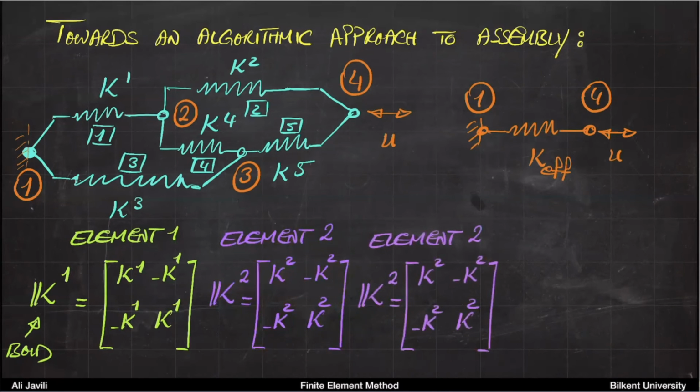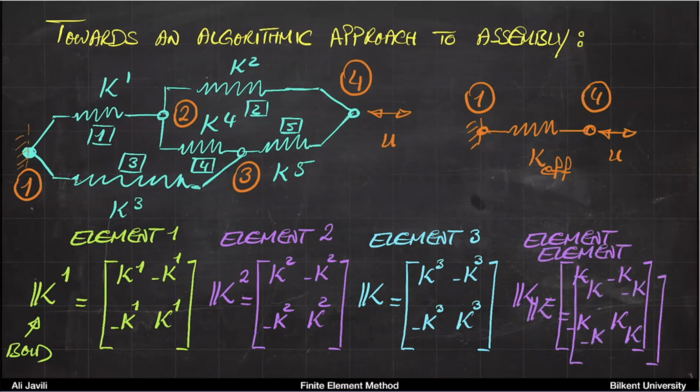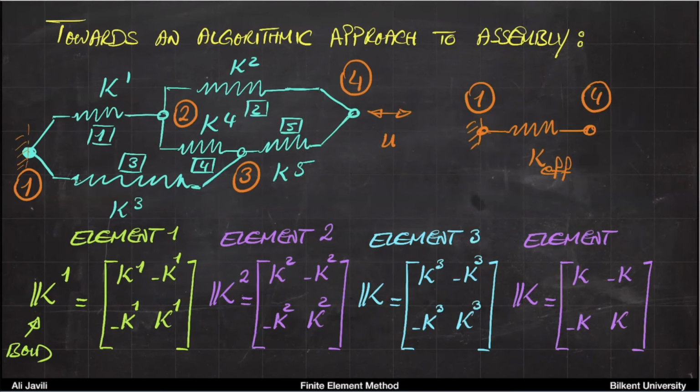Now, you write the same thing for element 3, element 4, and eventually for element 5. So this is element 3. Okay, let me go to the next page. I'm going to remove this little picture here to write 5 there.